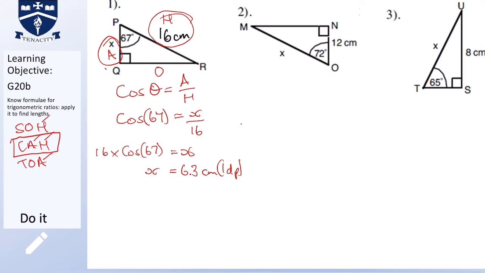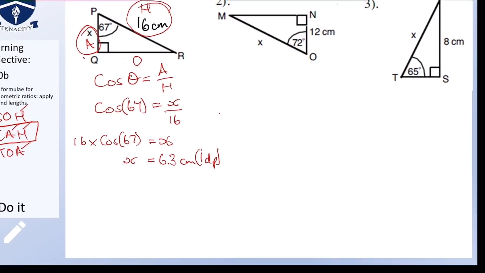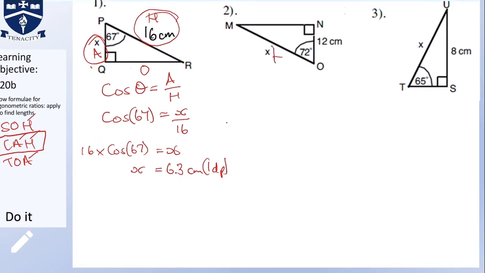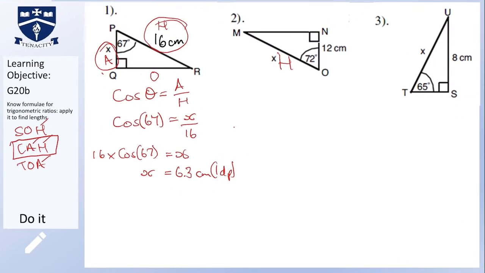So when I look at question 2, exactly the same steps. I start with labeling the triangle. So x is going to be the H. I have my O, which is opposite the angle, and my A, which is the other side. So in this case, I have an H and an A. The x is the H, the A is 12.